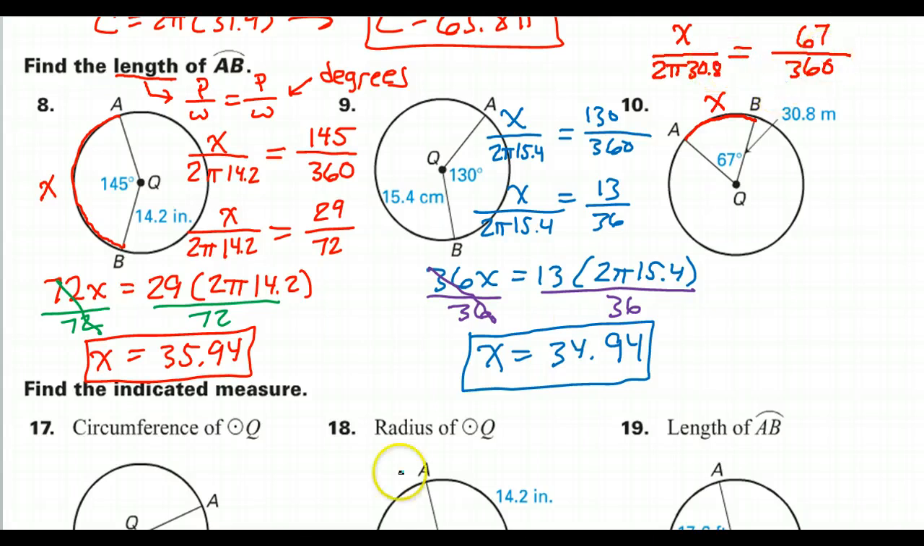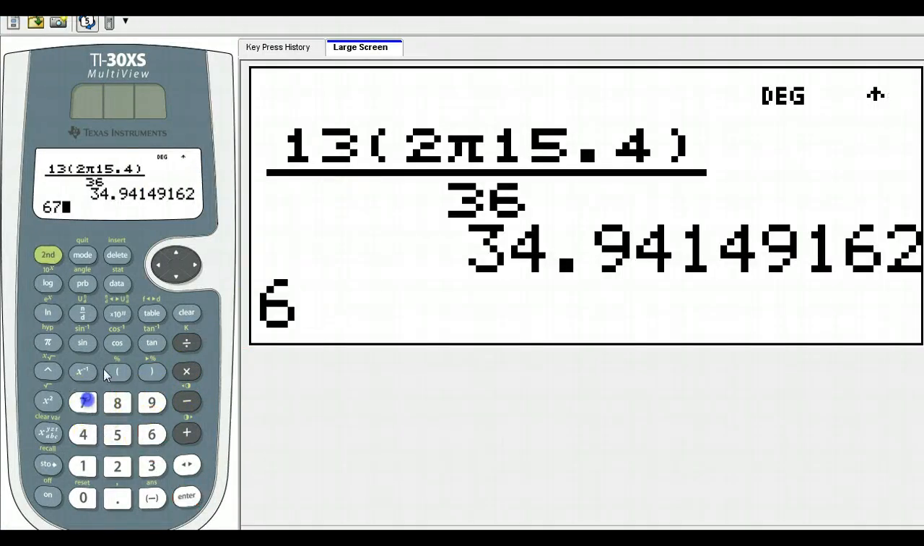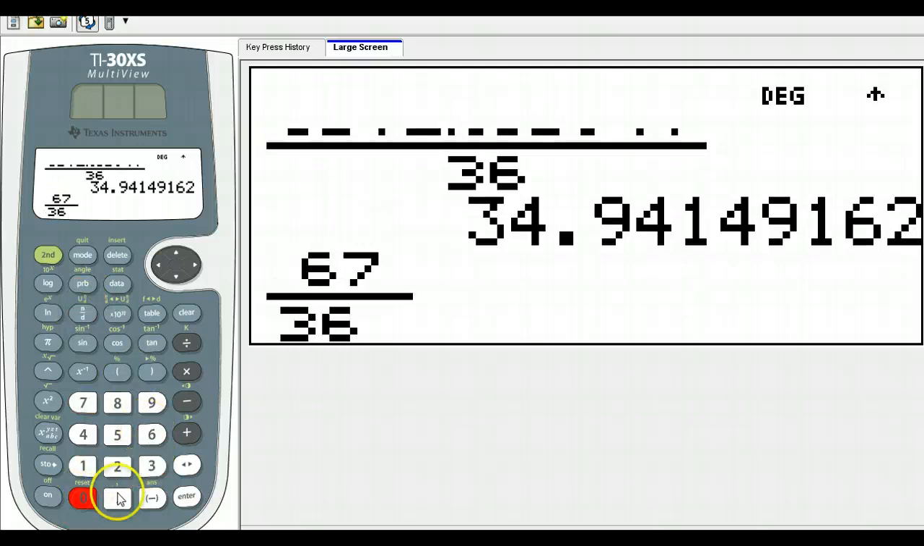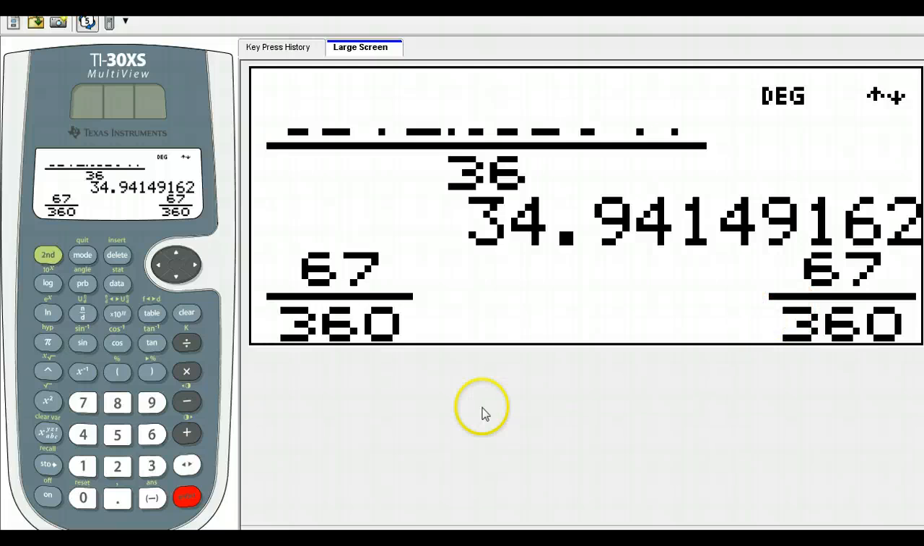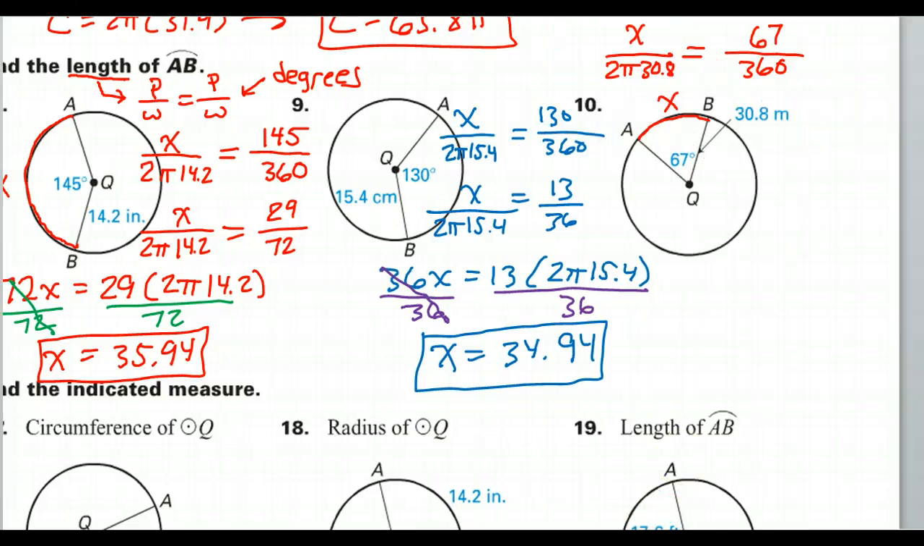Let's see if we can reduce 67 over 360 or not. Nope, that doesn't reduce. Nice. So we just have to deal with the big numbers. We can handle it. If we cross multiply, I'm going to get 360x over here. So I have 360x equals, and this way I'm going to have 67 times 2 pi 30.8. I'm just setting it all up.